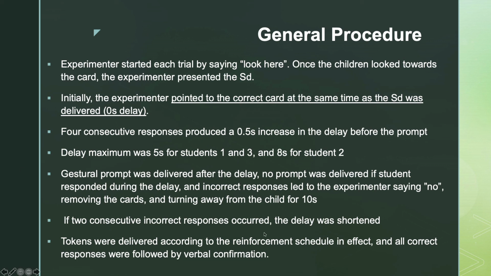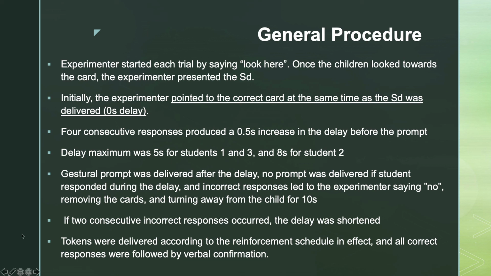Okay, again, tokens are being delivered. The other thing that I think is important is if there were incorrect responses, the therapist basically said no, turned away. So it was a brief timeout. They turned away from the child for 10 seconds. The other thing that's important is if there were 2 consecutive incorrect responses, the delay was shortened, right? So this is sort of a continuum. As long as there's correct responding, we lengthen the delay. If there are 2 consecutive errors, we shorten it.